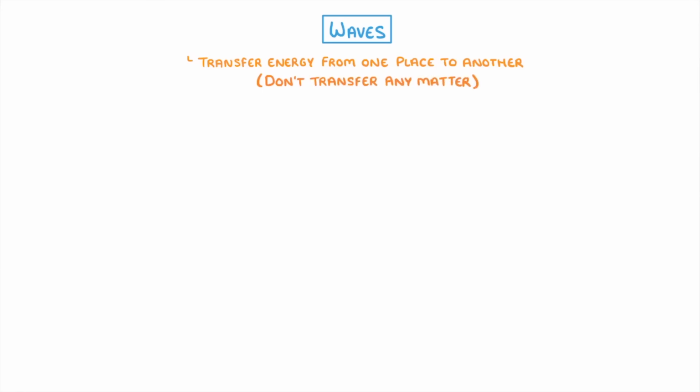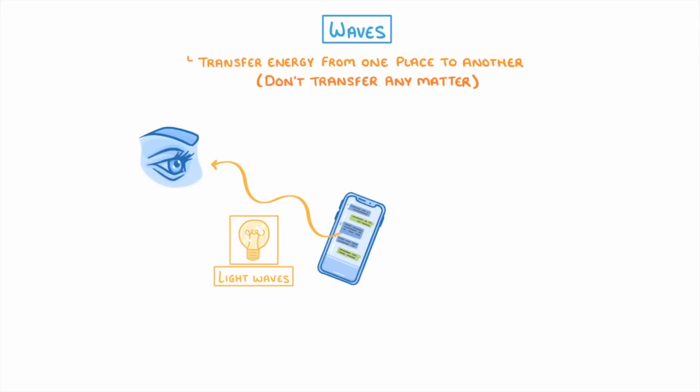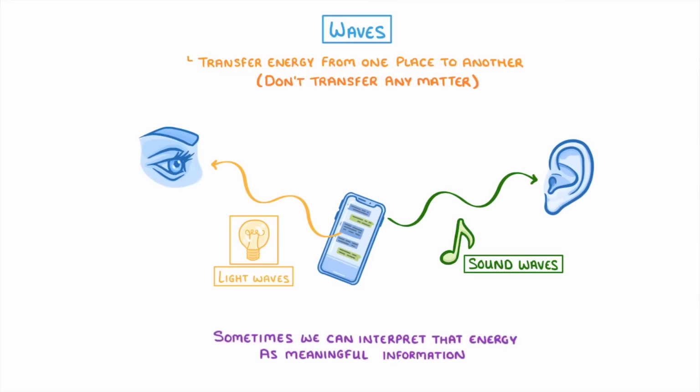The first thing to understand about waves is that they transfer energy from one place to another, but they don't transfer any matter. So when light waves pass from a phone screen to your eye, or sound waves pass from the speakers to your ear, only energy is being transferred. Sometimes, though, we can interpret that energy as meaningful information, which is why our brain is able to build up images and tunes from the light and sound that it receives.